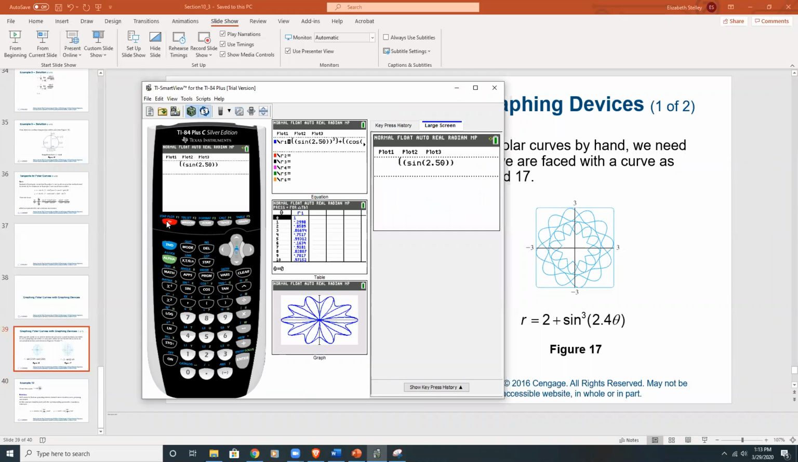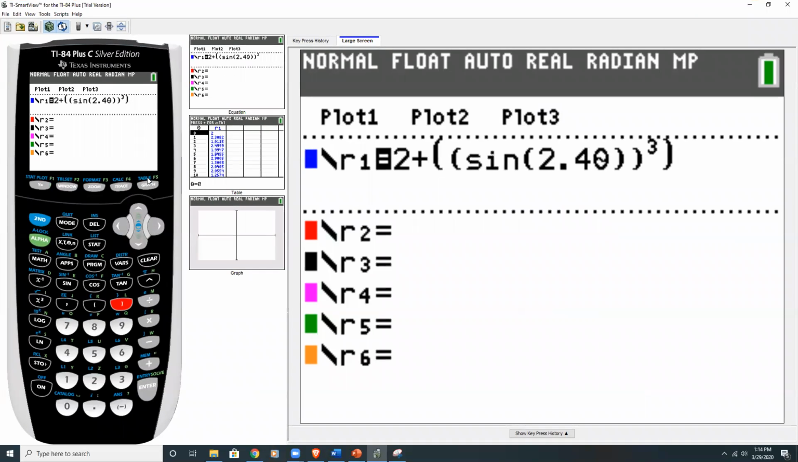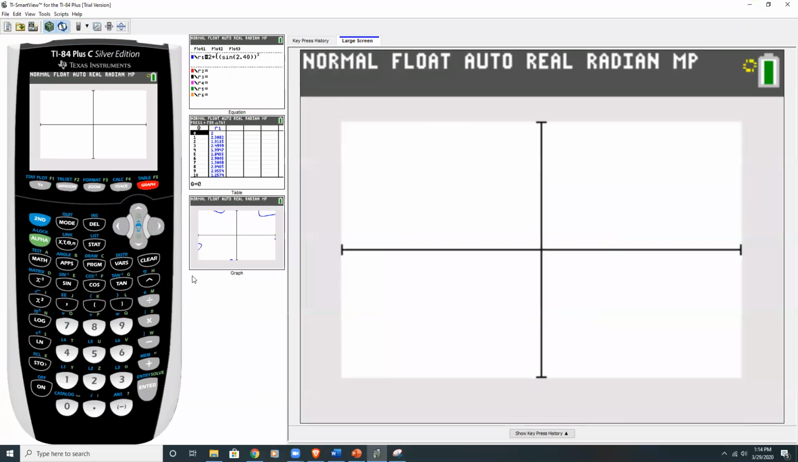So I'm going to go back to y equals and clear out my first one. And I'm going to put 2 plus sine cubed of 2.4 theta, cubed. And there we go. That should do it. And I'm going to leave all the parameters the same so we can go through the process of figuring out what the graph looks like.